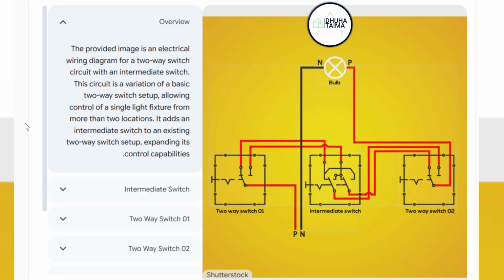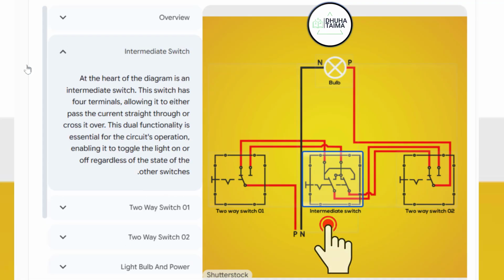Overview. The provided image is an electrical wiring diagram for a two-way switch circuit with an intermediate switch. This circuit is a variation of a basic two-way switch setup, allowing control of a single light fixture from more than two locations. It adds an intermediate switch to an existing two-way switch setup, expanding its control capabilities.